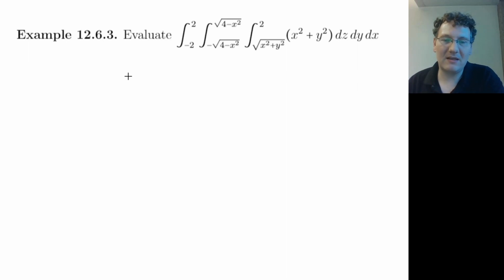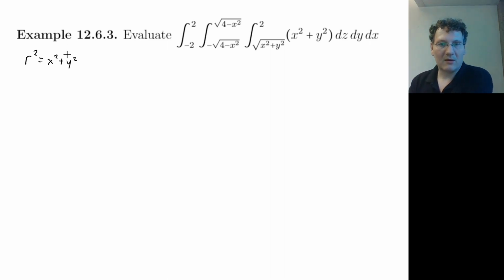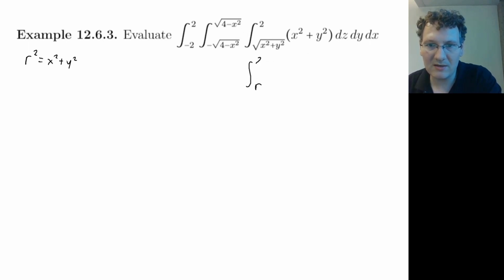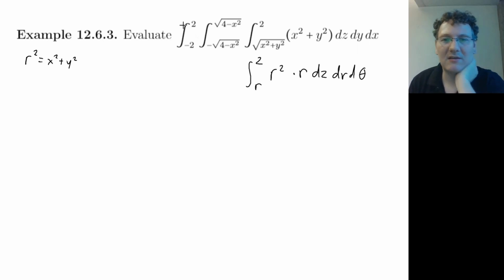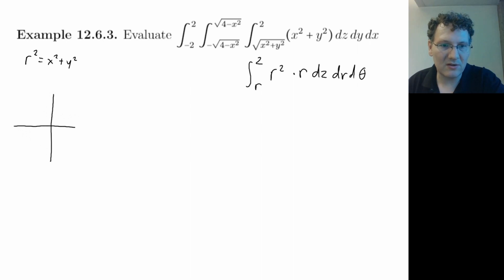Here's another example. Now this is given in rectangular coordinates, but we want to use cylindrical coordinates. Remember the conversion, that r squared is x squared plus y squared. So first off, for the z, we are going to go between r and 2. The function we're integrating is just the function r squared. And we do have to have an r and the dz, dr, d theta. But as far as the other bounds, we need to figure out what that's going to look like.